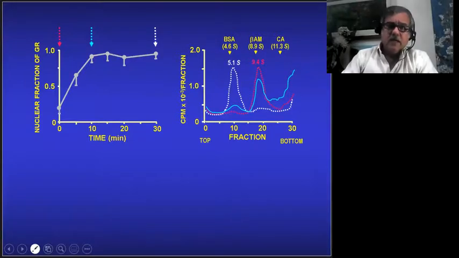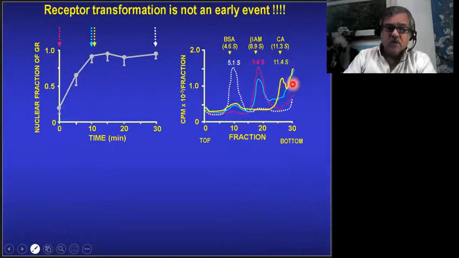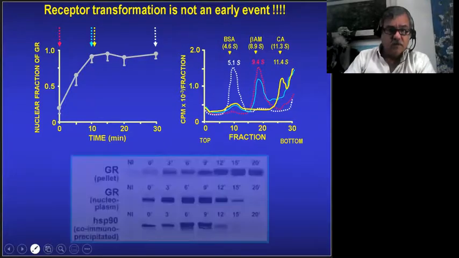To test this, the 9S nuclear form of steroid-treated cells were pooled, incubated with an anti-HSP90 IgM, and the gradient was run again. The 9S peak shifts to 11.4S. The increase in the molecular mass was equivalent to 1 million. It means the mass of the IgM. So receptor transformation is not an early event. In short, HSP90 is still associated to GR, probably to the nuclear fraction of the receptor.